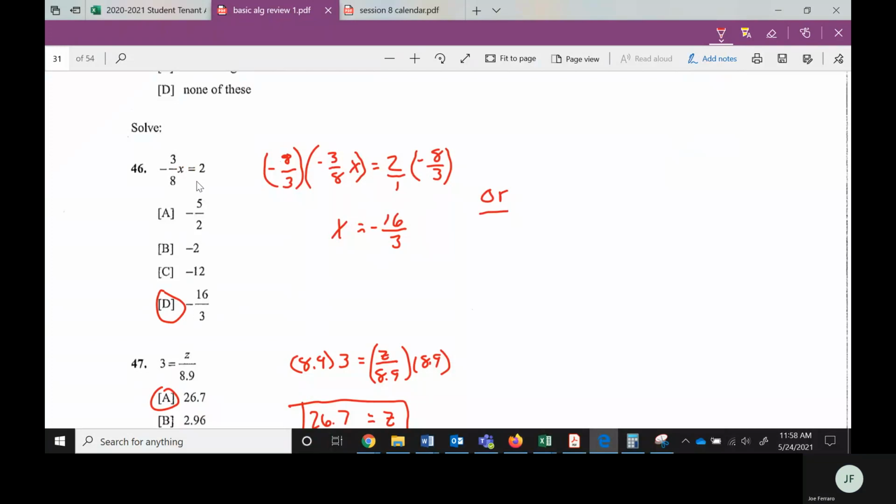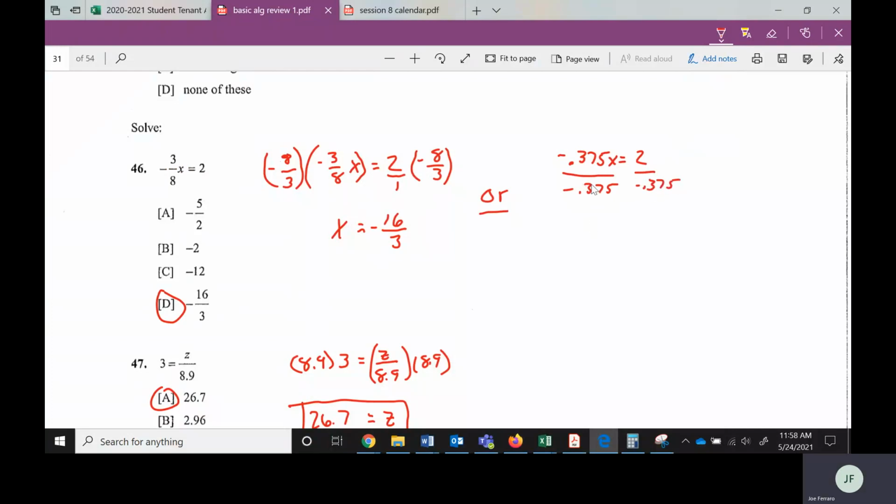Going back to here, if you want to change a fraction to a decimal, you divide the top by the bottom. So you take your calculator, 3 divided by 8 is 0.375. The negative's in front, so we do that. We still have the x equals 2. So now the steps involved might be easier for you to understand. It's negative 0.375 times x. So the opposite of that is divide by negative 0.375, and you do that on both sides.